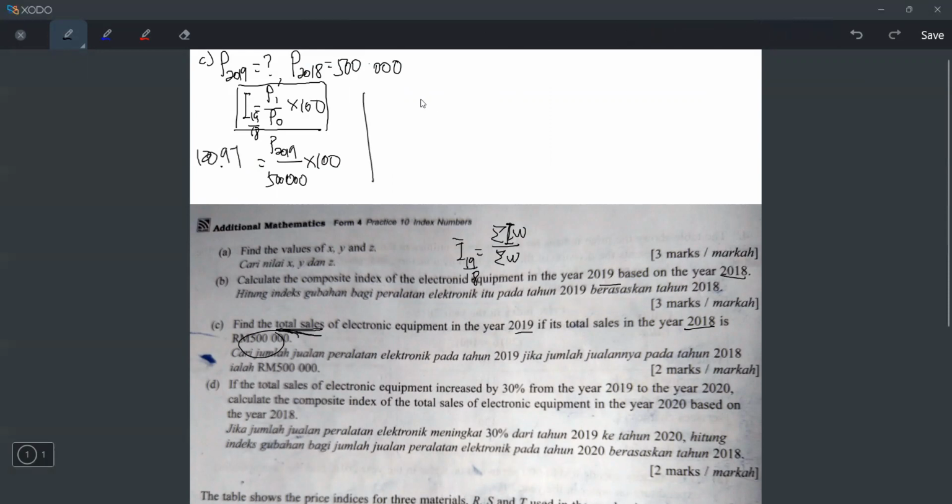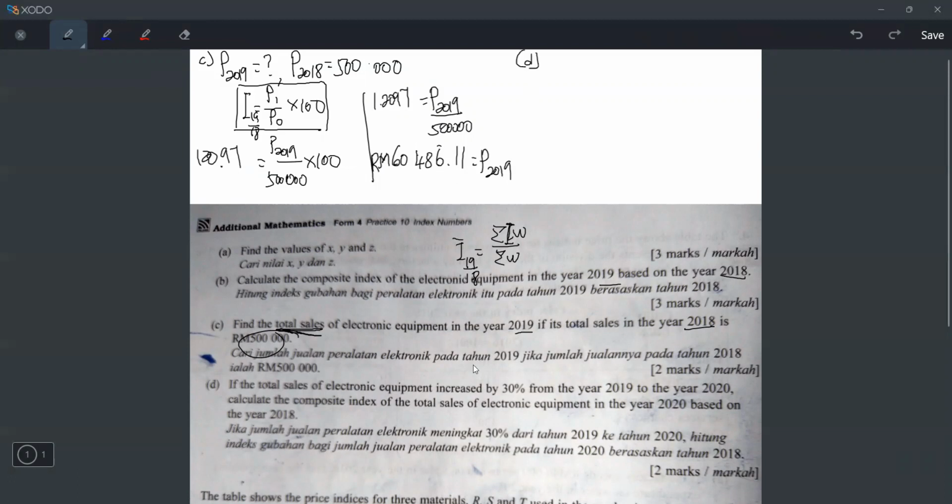So now I can find my price in 2019 already. First, I will take 120.97 divided by 100, like 1.2097, times price 2018, 500,000. And then my price in 2019 will be RM 604,861.11 equals price 2019. Right? So that's all. That's it. So easy.